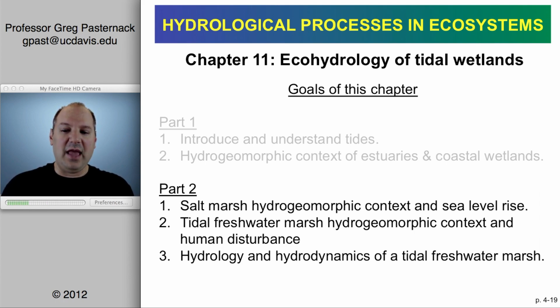What I want to do now is go into the specifics of the processes that we find in the two most common types of coastal wetlands, which are salt marshes and then also tidal freshwater marshes. These provide the contrast between these two end member systems, and I'll define what those are in a few moments. So we're going to look into detail of these processes in terms of some geomorphic processes, hydrology, and even hydrodynamics, just following the hydrogeomorphic method approach.